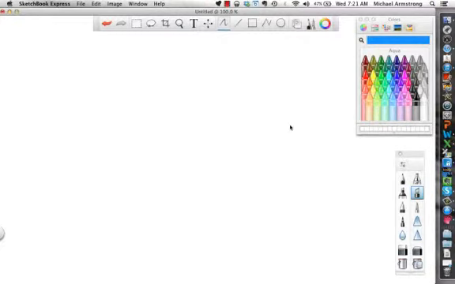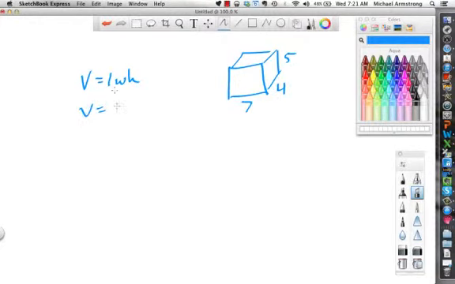So we have rectangular prisms today, and you're just finding volume of those, and you simply have to remember the formula: volume equals length times width times height. And then when you find a shape, check out the dimensions. It might have 7 meters by 4 meters by 5 meters. And you just replace those. Length is 7, width is 4, and height is 5. And then you can multiply this.